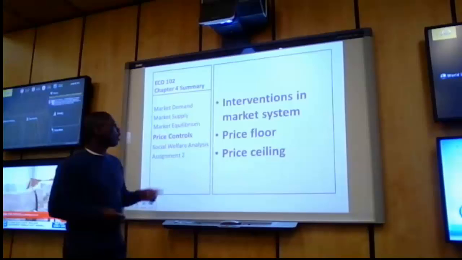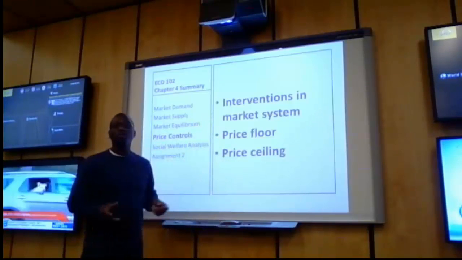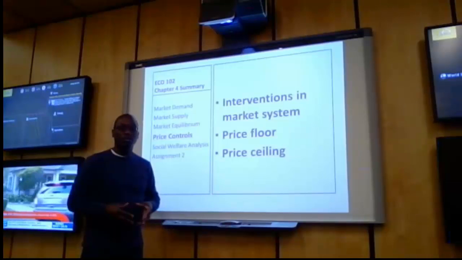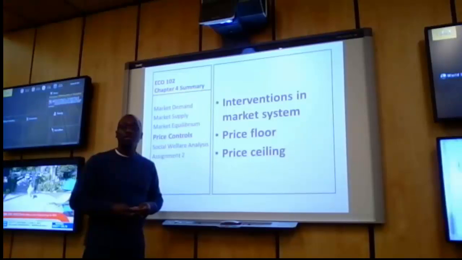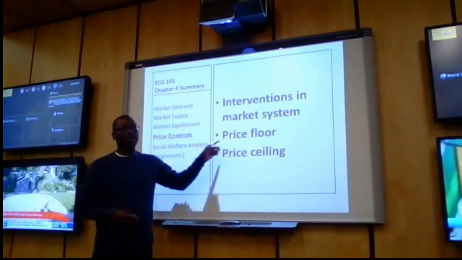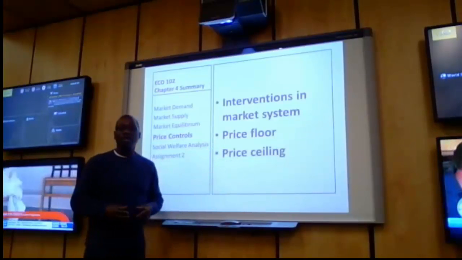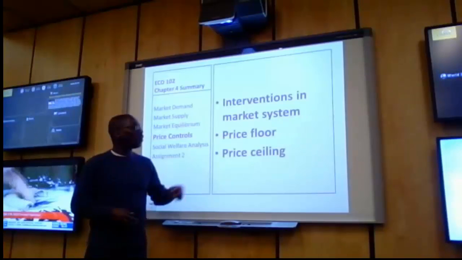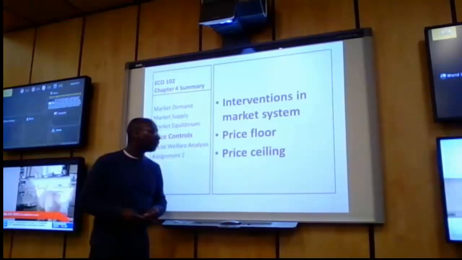We're also going to talk about price controls. Price controls are interventions in the market system. In other words, they do not allow the market system to function. Price controls lead to this big picture issue. They introduce economic inefficiency. So whether we're talking about a price floor as an example of a price control or a price ceiling, what they have in common, they introduce economic inefficiency. We're going to define both of these concepts and we're going to graphically illustrate them as well.